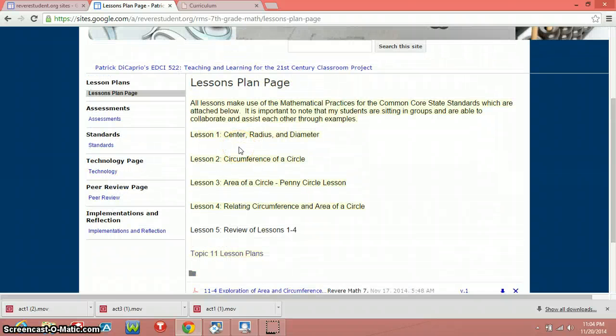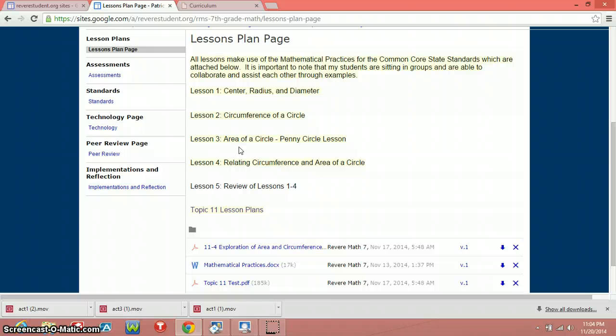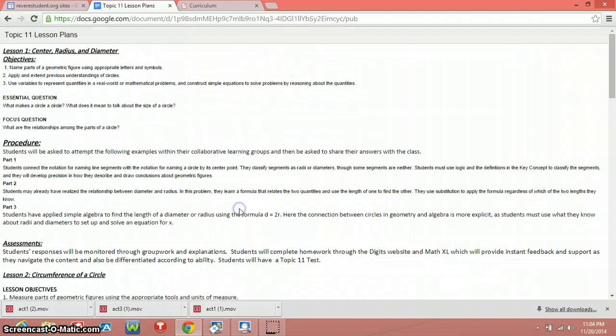Working through a progression to try to build knowledge here, my students are going to be working in groups of 4, able to collaborate and assist each other as they work through examples in class. I like to always keep in mind my objectives, my learning targets at the beginning, and make the students aware of and use the right vocabulary. Also have an essential and a focus question.